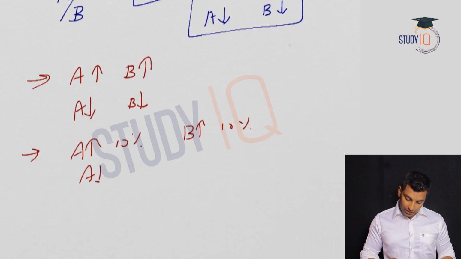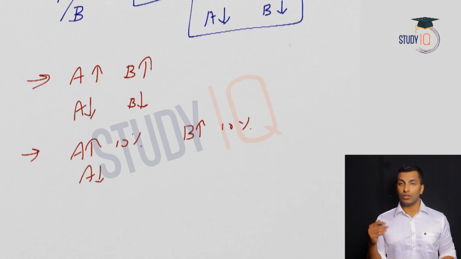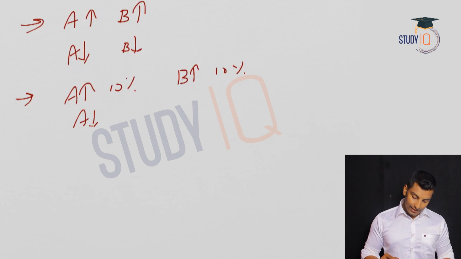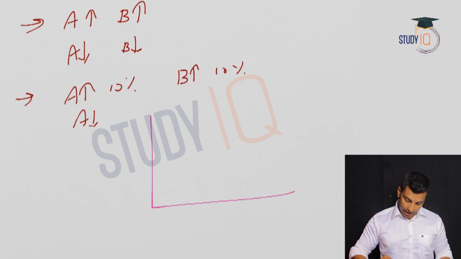A decreased by 10%, B also decreased by 10%. So directly proportional. Whatever is the increase in A, same will be the increase in B. Not in absolute terms, but in percentage terms. Now how will you visualize this graphically? You can see a graph like this.